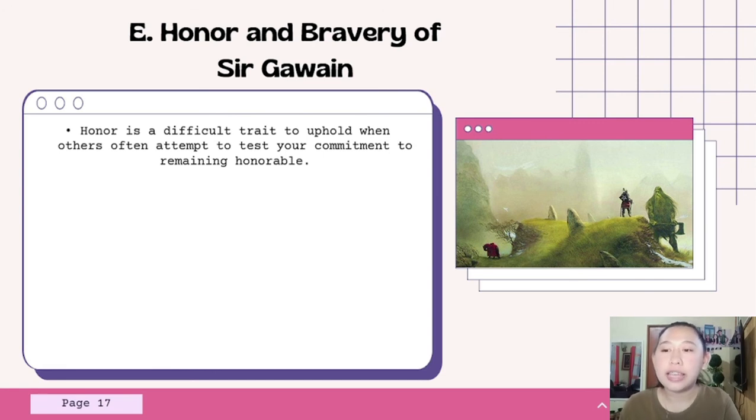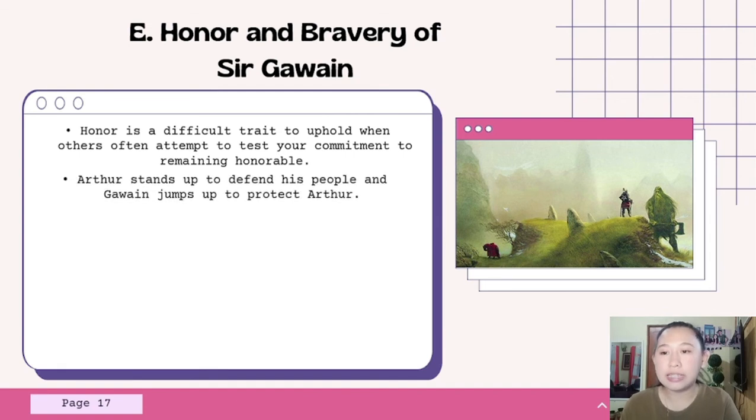So the first example of honor and heroism is when Arthur stands up to defend his people and Gawain jumps up to protect Arthur. So in this instance, Gawain has no idea what is about to be asked of him, but to protect his uncle who has provided everything for him, he will do everything, even if it includes fighting one of the biggest knights around.